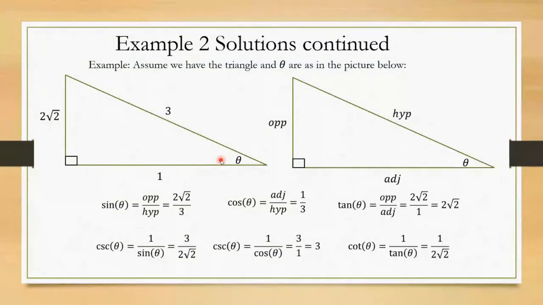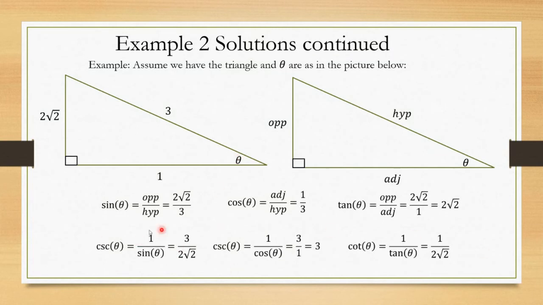So sine of theta, right, is opposite divided by hypotenuse. So we have the opposite, which is 2 radical 2 over 3, the hypotenuse. Okay? Cosine of theta, right? Well, we actually knew what that was already. We had the adjacent over hypotenuse. So cosine is 1 over 3. That we kind of knew already. Tangent is opposite over adjacent. Okay.